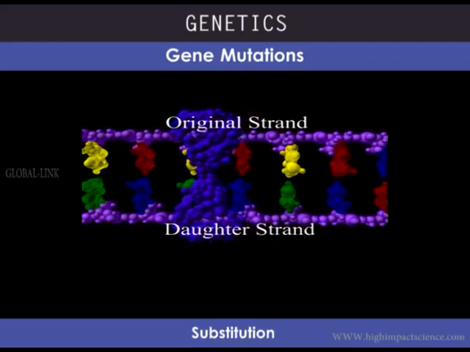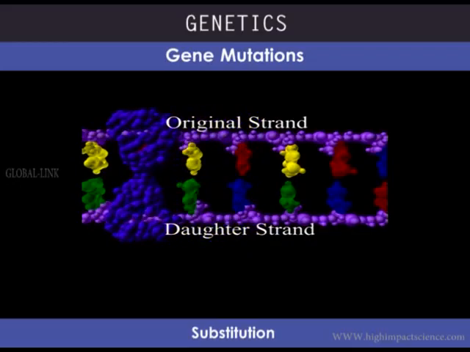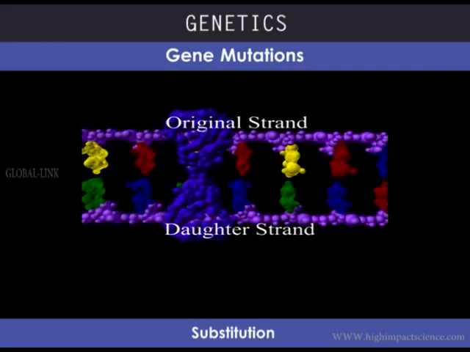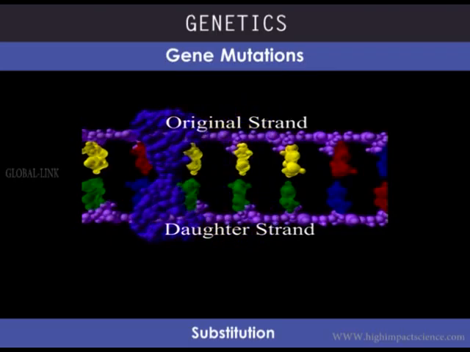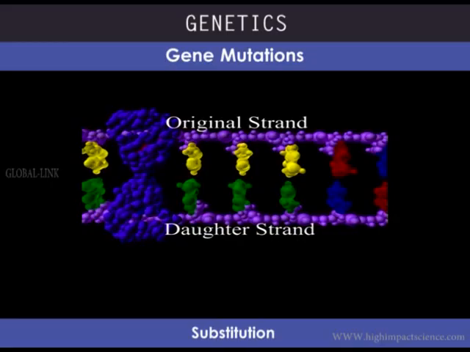If the enzymes correct the mismatch by replacing the base on the daughter strand, the original base pair will be restored. However, if the enzymes correct the mismatch by replacing the base on the original strand, a base pair different from the original one will result, and a substitution mutation will have occurred.